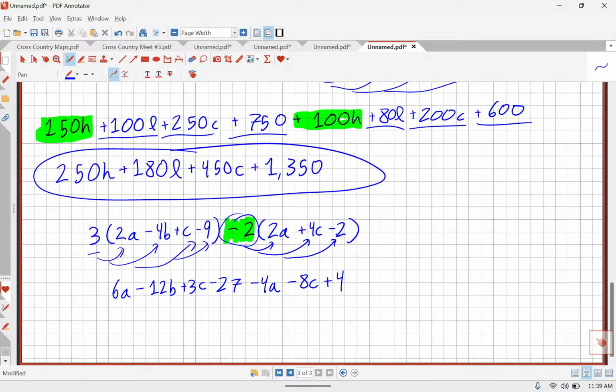Now we can start collecting our like terms. 6a minus 4a is 2a. Negative 12b, oh, there's nothing there. So, negative 12b indeed. It stays where it is. 3c minus 8c, 3 minus 8, so that's going to act like subtraction. 8 minus 3 is 5. It's a negative, so negative 5c. And negative 27 plus 4 is going to act like subtraction, and the answer is going to be negative. 27 minus 4 is 22. No, 23. So minus 23.